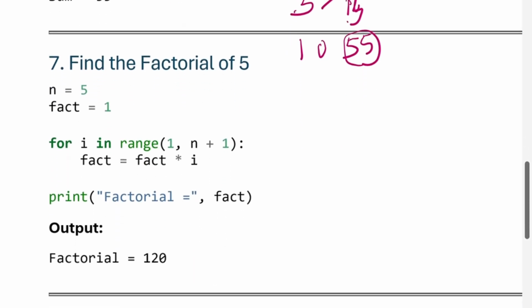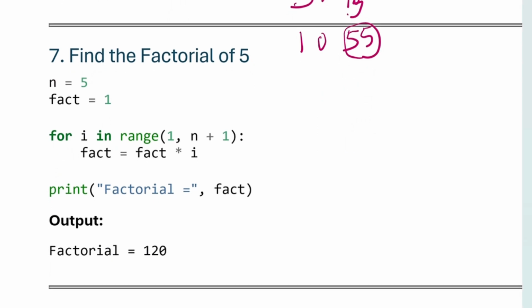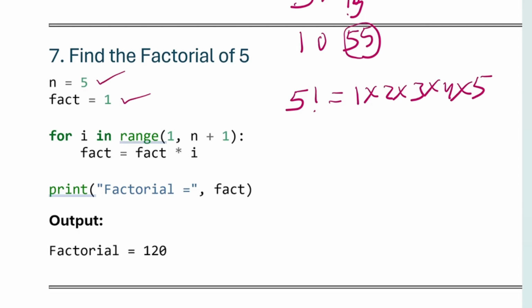Now find the factorial of 5. Factorial of 5, what do we mean by factorial? Factorial means, let 5 factorial equal to 1 into 2 into 3 into 4 into 5. This is 5 factorial. So for n, let n equal to 5.